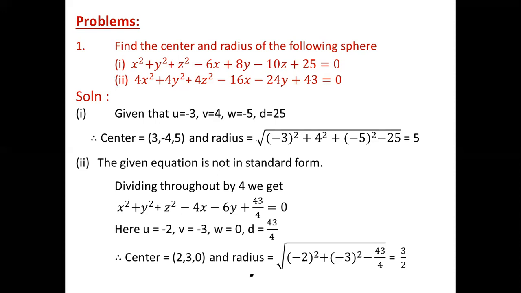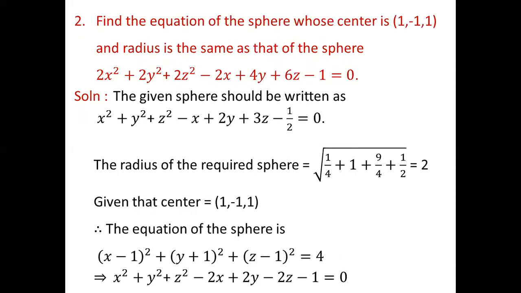Again, comparing this equation to the standard form, we get the values of u as −2, v as −3, and there is no z term, which means w is 0, and d is equal to 43/4. Therefore, the center is (2, 3, 0), and the radius is √(u² + v² + w² − d). So it becomes √((−2)² + (−3)² − 43/4). After simplification, you are going to get the radius as 3/2. A simple 2-mark question that you can expect in the exam.